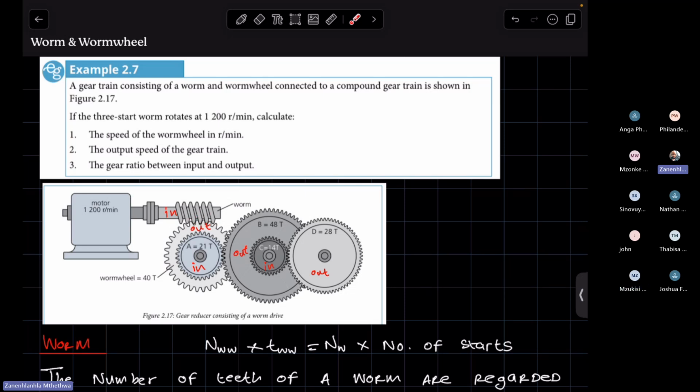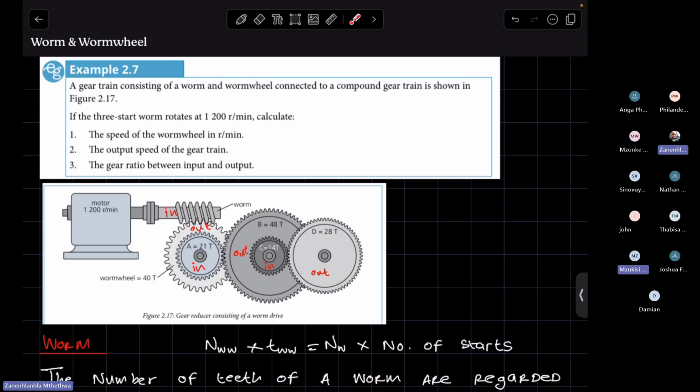So if the number of starts was 2, only two teeth on the worm would engage with the worm wheel. And if it was one start, it would only be one engaging with the worm wheel. I think we are clear now. Yes, it makes sense. For this one in particular, the number of starts is 3. That is why you see 1, 2, 3 engaged with the worm wheel.